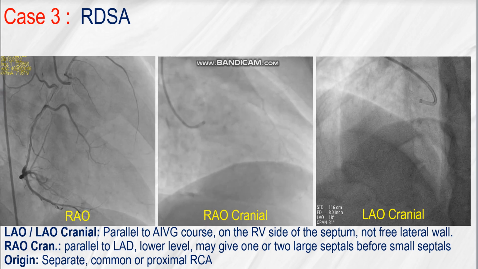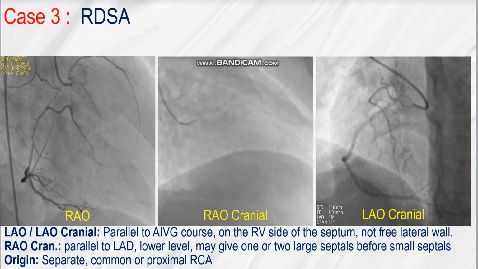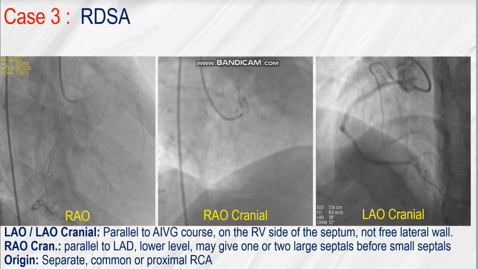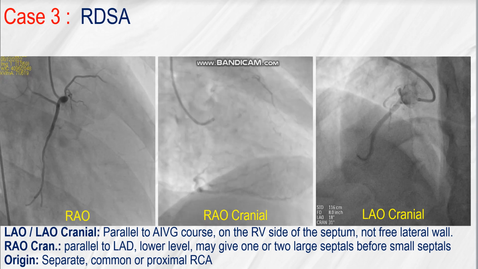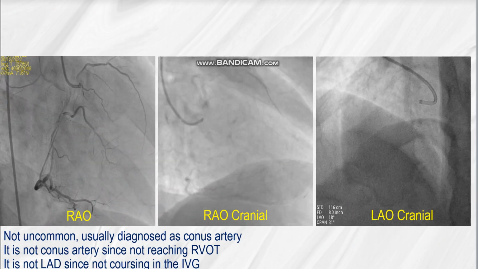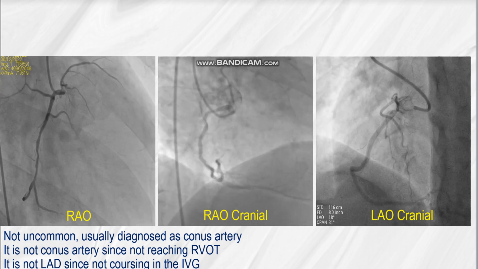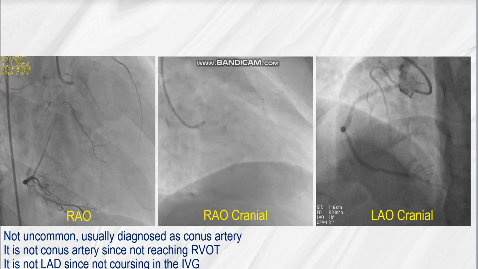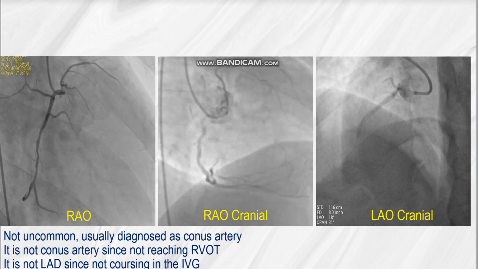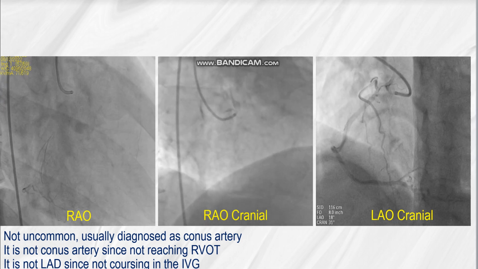In the RAO cranial, it is parallel to the LAD at a lower level, and may give one or two large septals before small septals. It is not uncommon, and is usually diagnosed as a conus artery. It is not a conus artery since it does not reach the RVOT, and it is not the LAD since it is not coursing in the interventricular groove.